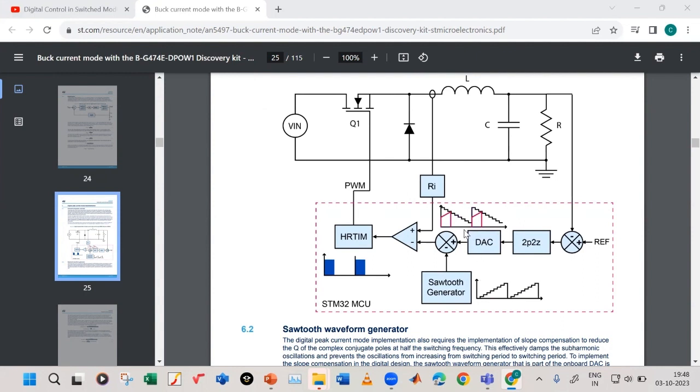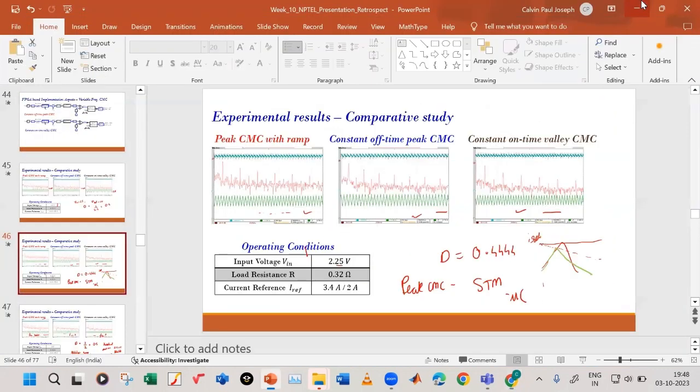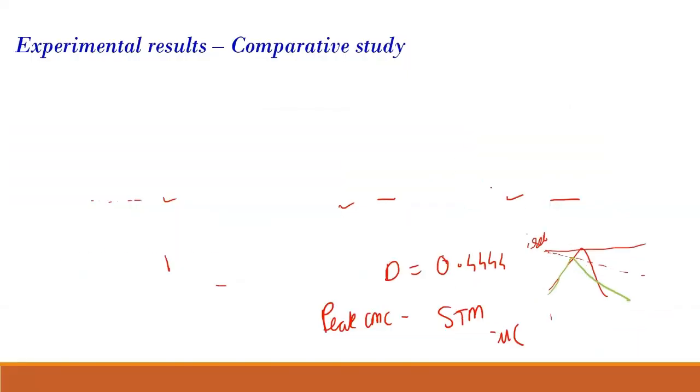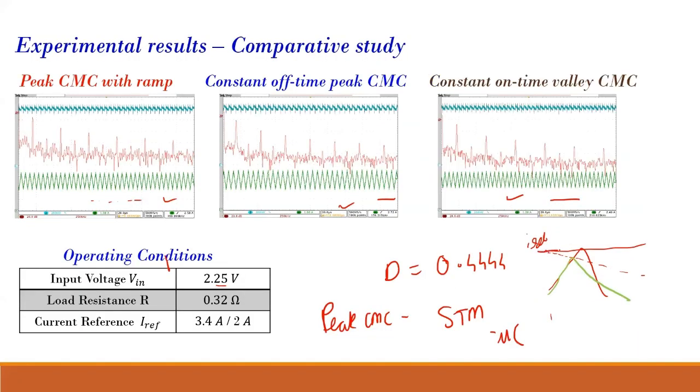I can't edit it, I can't write on it. You have your peak reference over here and you're subtracting this. This is your new reference, I ref new. So from your peak reference, you're adding a negative slope, and that is your new reference. That is your peak current mode control with the ramp compensation.